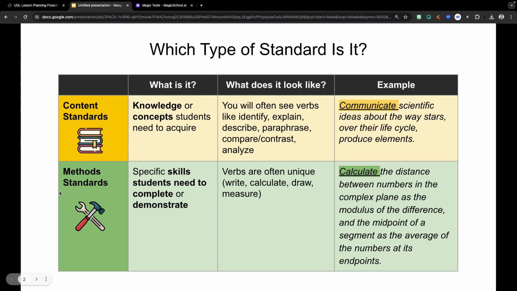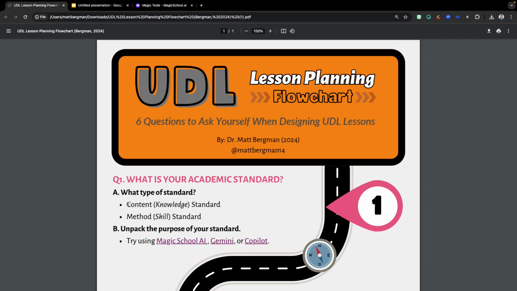But method standards, on the other hand, are specific skills that students need to demonstrate. And sometimes we don't have a whole lot of flexibility with that. We have to write, calculate, draw, measure. So we might have to be flexible in how we go about that particular task. When we know the standard and whether it is a content standard or a method standard, we might want to start thinking about unpacking this standard. Like, what exactly does this mean?